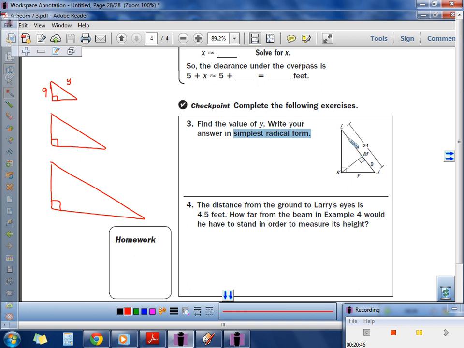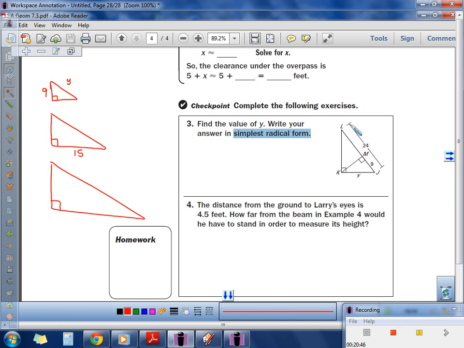Medium triangle. We're now shifting over to this one right up here, this LMK. On that triangle right there, there's only one piece I can find, and that's LM. I can find that because I can use these 2 numbers to find it. How do I use those 2 numbers to find LM? Subtract them. 24 minus 9 is 15. Where do I place that 15 on this picture? Long leg.